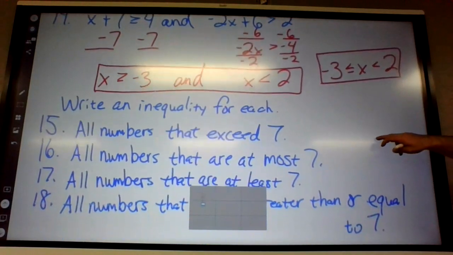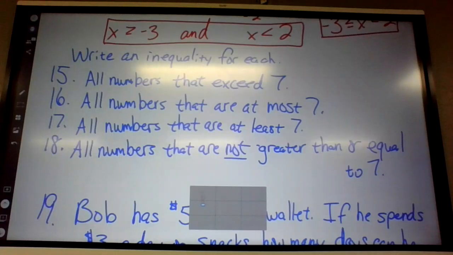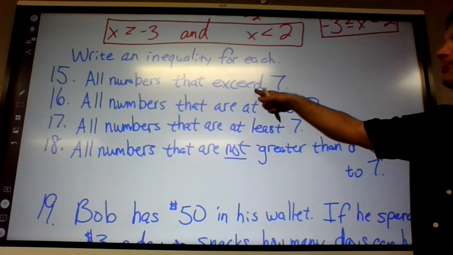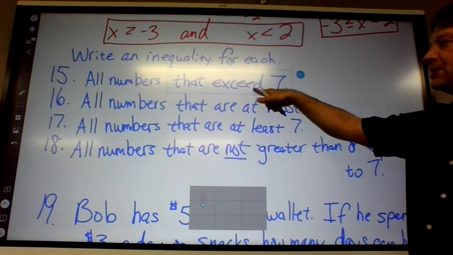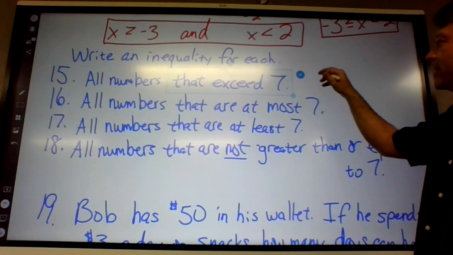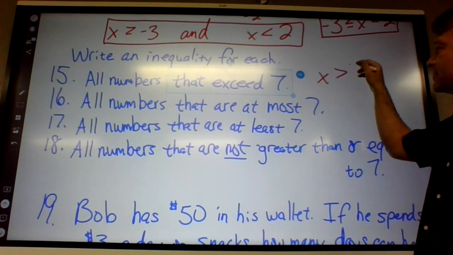Okay, 15, 16, 17, 18 are very short, but I'm a little bit worried because there's no partial credit on these. It's kind of all or nothing. So they don't take very long. How would we write all numbers that exceed 7? What does exceed mean? Greater than. So this would be x is greater than 7.